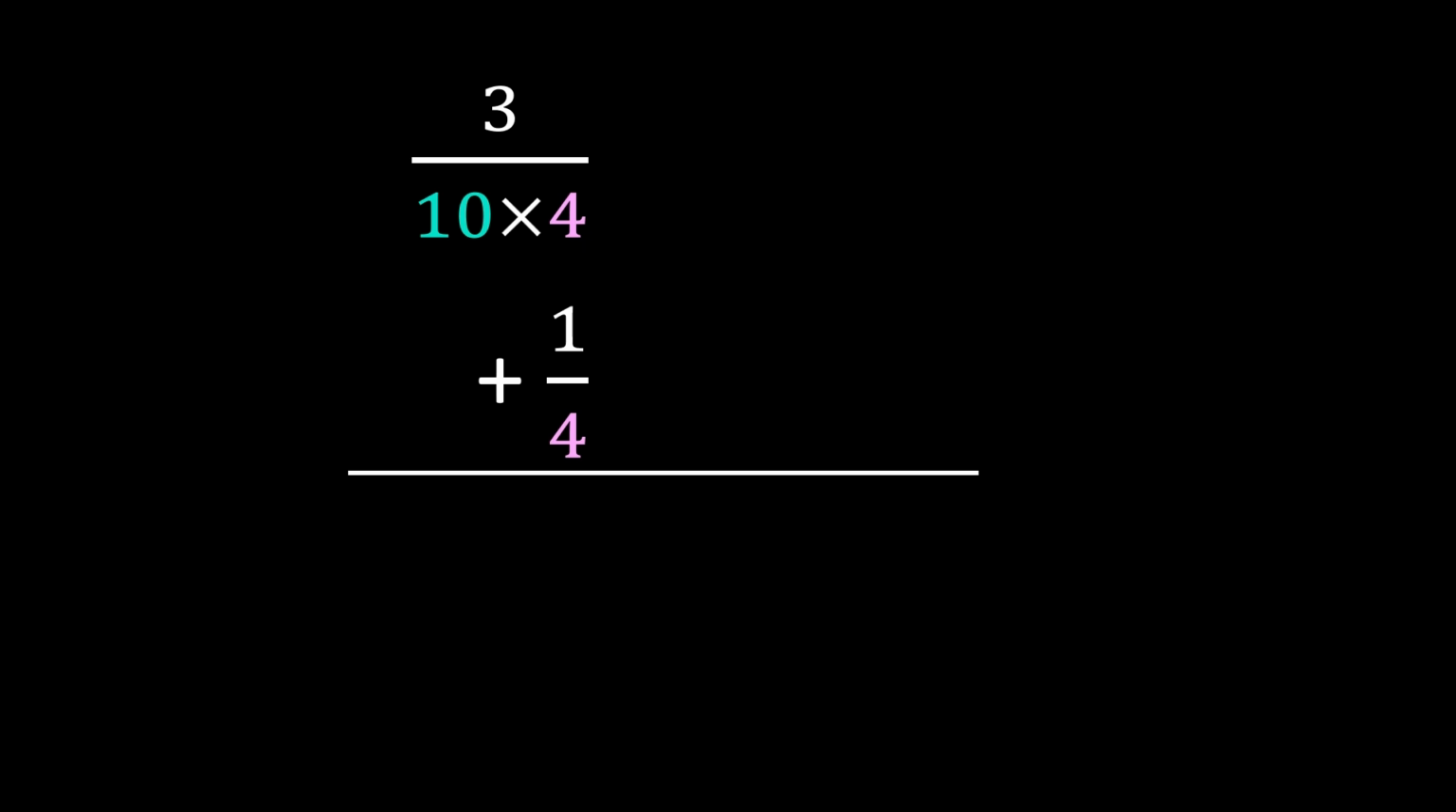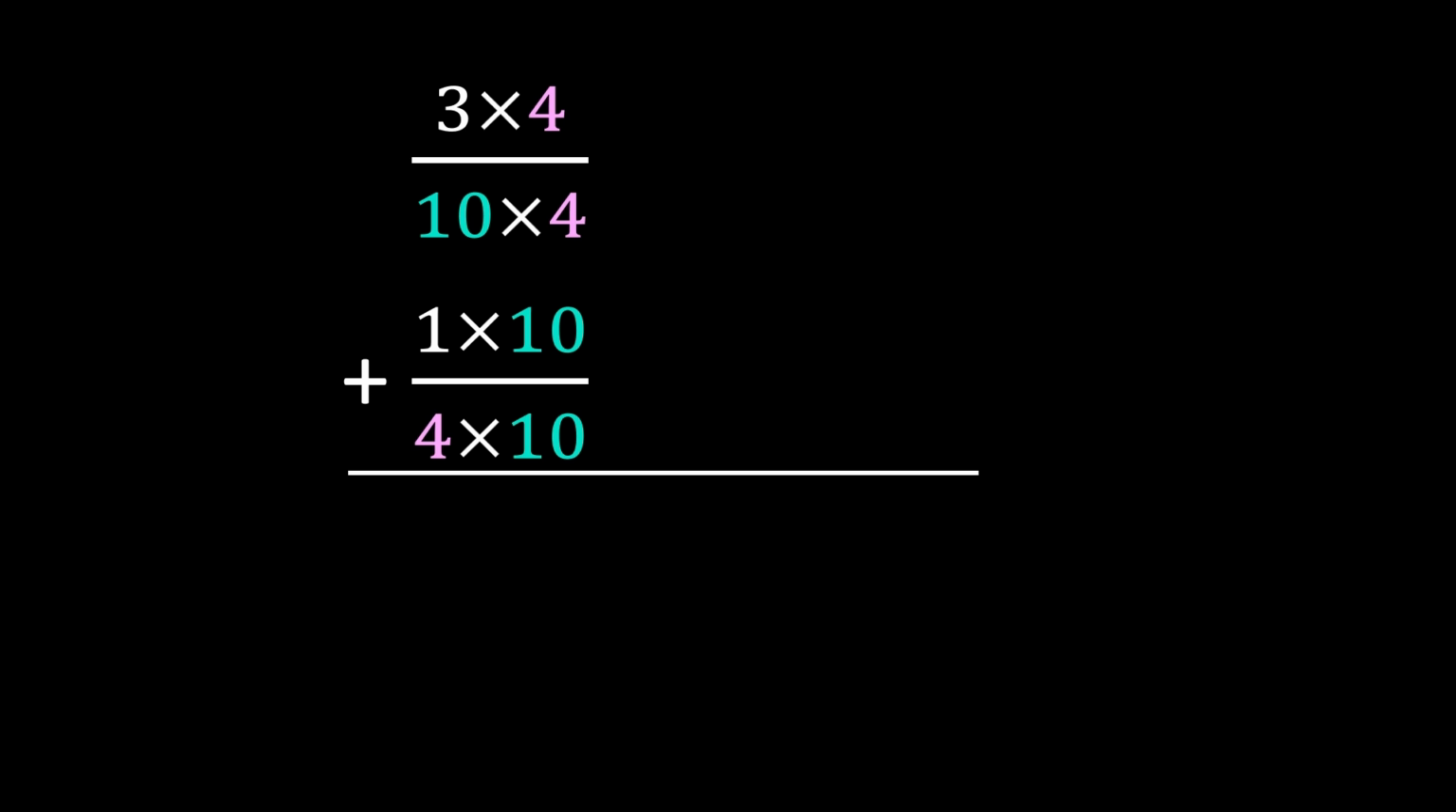And if I multiply my denominator by 4, I also need to multiply my numerator by 4 in order to create that equivalent fraction. Then looking at the 1/4, I'm going to take my 4 and I'm going to multiply it by the 10, the other fraction's denominator. And if I multiply the 4 by 10, I need to multiply the 1 by 10 as well.